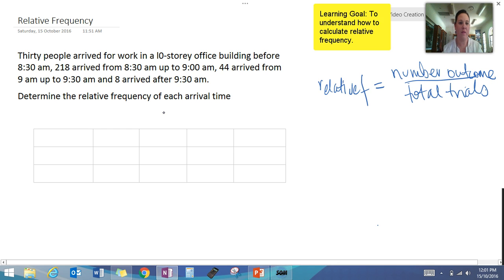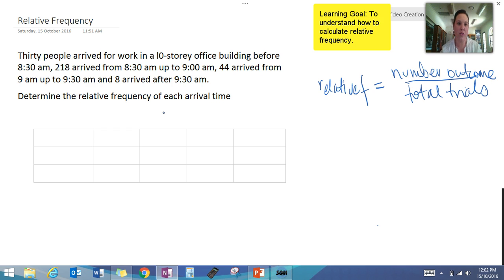So in this example, we have 30 people arriving for work in a 10-story office building before 8:30, another 218 from 8:30 and up to 9, and then 44 after 9, and so on. So we have all of that information there, and we want to calculate the relative frequency for each of the arrival times that we've been given in the question.